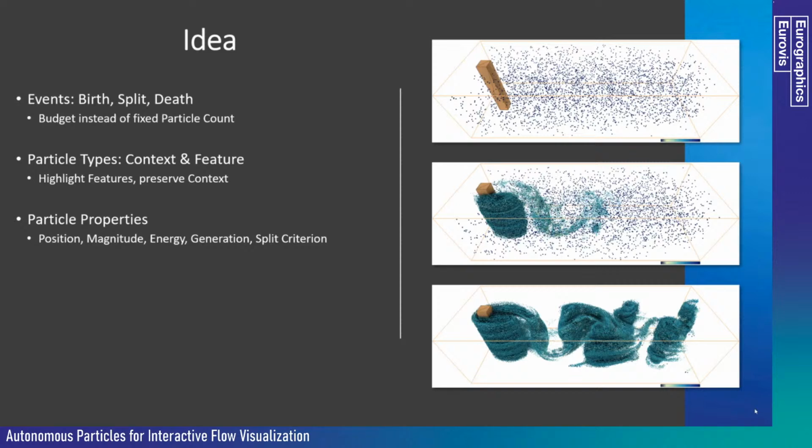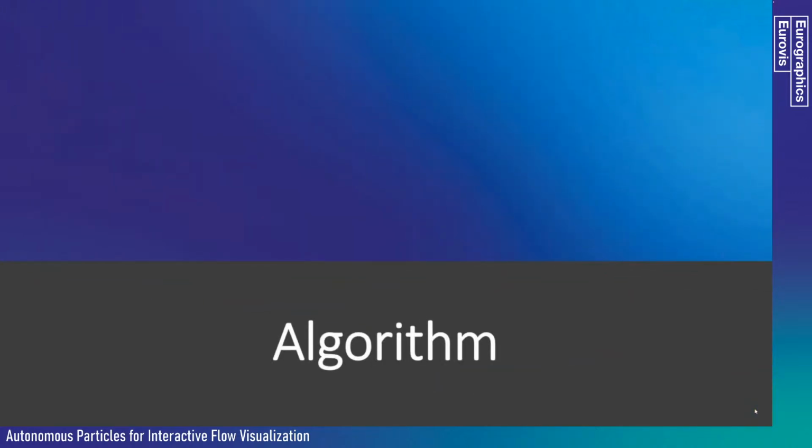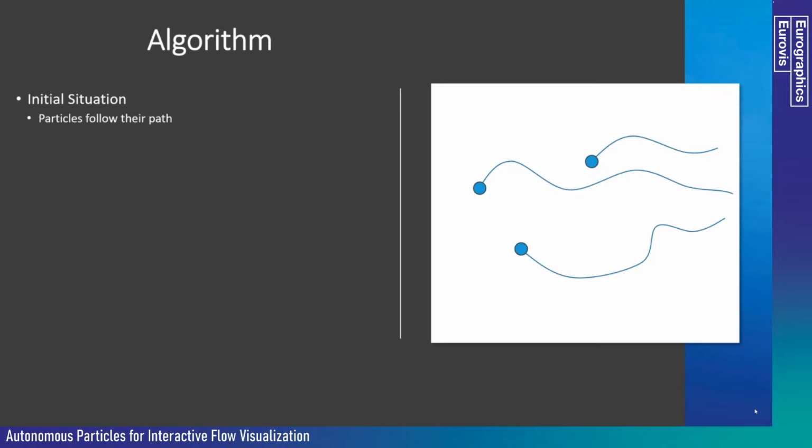Let me walk you through the algorithm step by step. Initially, we consider 3 particles which follow their path within the flow field. The 3 possible events of the algorithm are birth, split, and death. Here, for example, the particle at the top is deleted as its energy falls below a certain threshold.